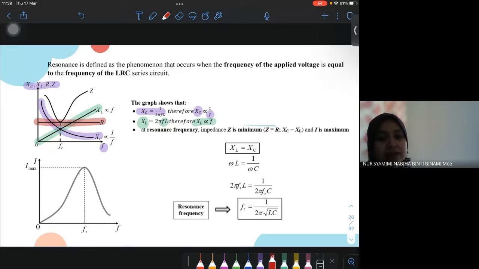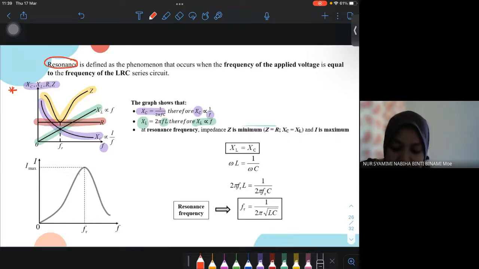Dan the last one, graph untuk Z, which is impedance. Impedance bentuknya macam ni. Okay, so apa yang saya boleh katakan, graph ini ialah antara soalan famous dalam PSPM. Okay. So, tapi apa yang dia nak daripada graph ni? Graph ni dia minta what is resonance. So, resonance is defined as the phenomenon that occurs when the frequency of the applied voltage equal to the frequency of the LRC circuit.